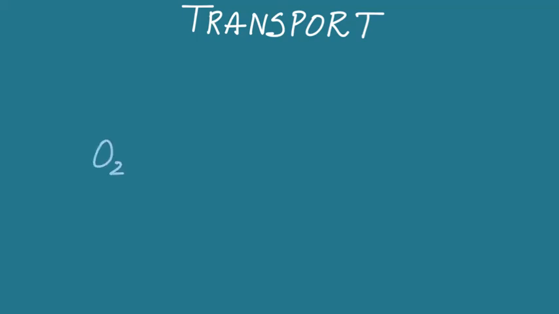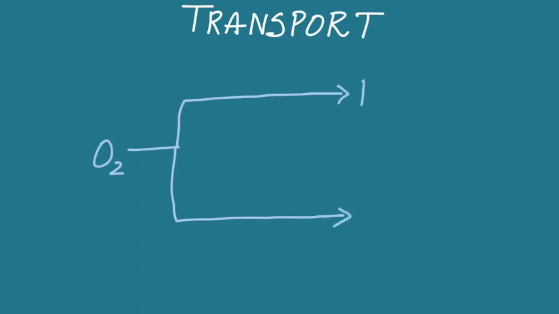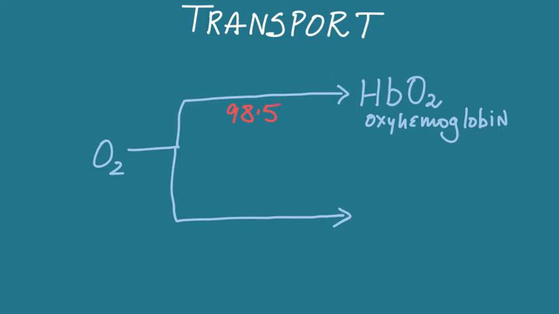Stage 3 of respiratory function is transport. Oxygen is transported in two ways. The majority of the oxygen is transported by binding to hemoglobin and travels in the form of oxyhemoglobin. Oxyhemoglobin is red in color. 98.5% of oxygen travels in the form of oxyhemoglobin. The remaining 1.5% of oxygen travels in the form of a dissolved gas in the plasma.